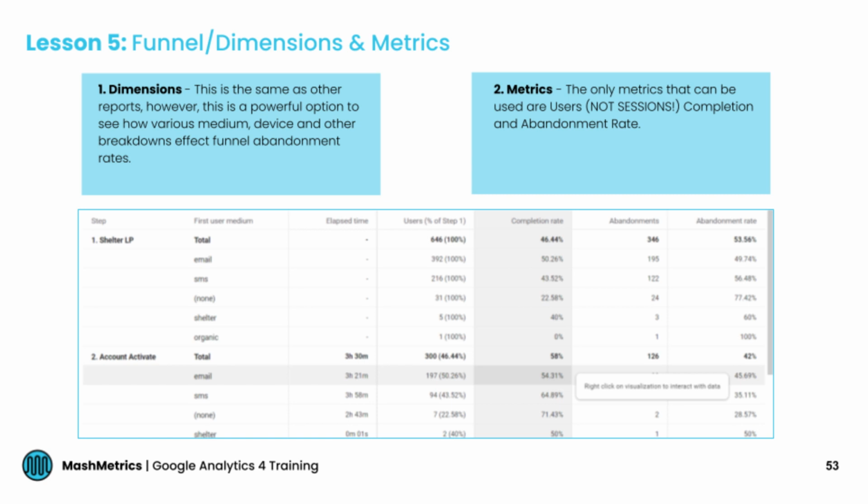The metrics, well, that's a moot point. You only got one, and that is none. The metrics used are users, not sessions, completion, and abandonment rate. They're already built in. Not even sure why that selection is there.